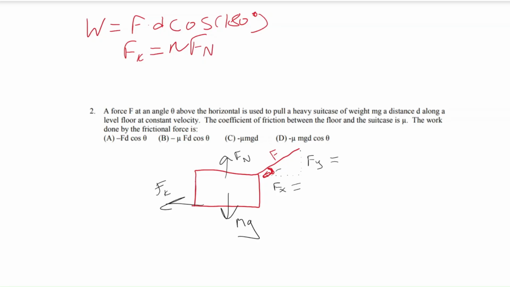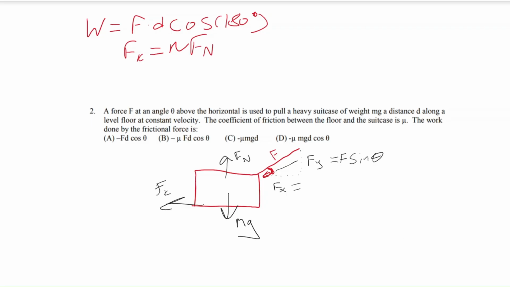So this is going to be opposite, and this is our hypotenuse. And if we remember, that is going to be sine, opposite over hypotenuse. So sine of theta is equal to opposite, which is force y, over F. And to get Fy by itself, we're going to multiply both sides by F. This cancels out, giving us that Fy is just equal to F sine theta, so we can erase that side.